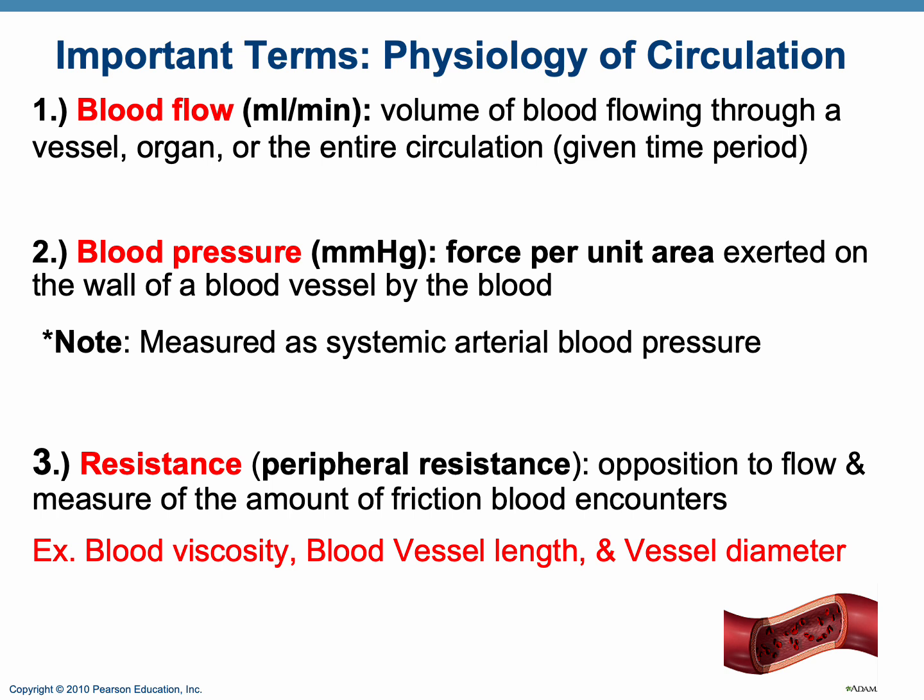All right, so some very important terms here to be aware of as we go through the physiology today. Number one is understanding the term blood flow. Blood flow is measured in units of milliliters per minute. And this is looking at the volume of blood flowing through a blood vessel, perhaps an organ like the heart, or the entire circulation. So definitely a very important term to know as we go forward today.